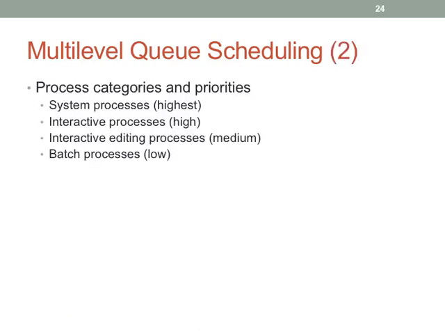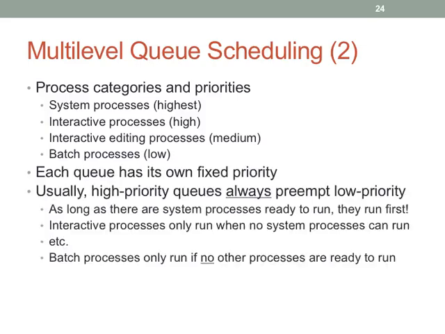Okay, so categories and priorities for processes. Yeah, so you would say system processes are highest priority, and then you would categorize everything else as one would expect. Okay, so almost invariably, the high priority queues always preempt. So if there's an available process to run in a high priority queue, it always preempts a lower priority process.